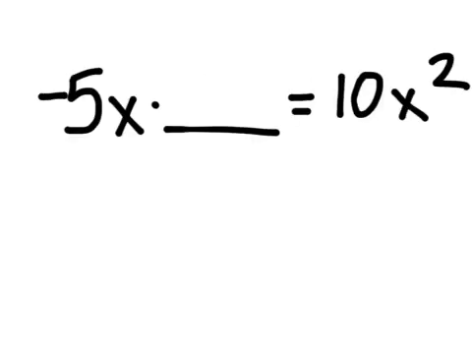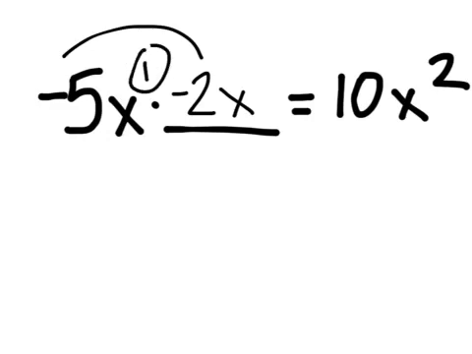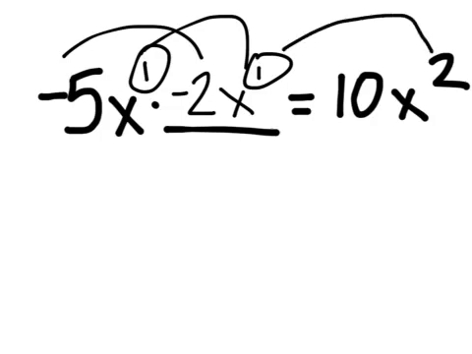-5x times something equals positive 10x squared. What is -5 times that something? -2. And then what goes in there? X, yes, because x to the first power plus x to the, or just 1 plus 1 equals 2. X to the first times x to the first is x to the second.